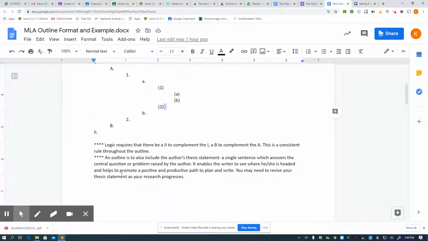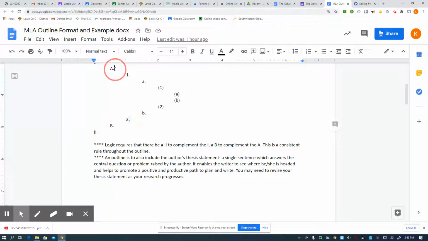So there are a few rules that go along with writing an outline. If there is a 2 to complete the 1 and a B to complement the A, this is a consistent rule throughout the outline. What that means is if you have an A, then you must also have a B. If you have a 1, you must also have a 2. Now, you can have a 3, 4, 5, 6, 7, 8, 9, 10, as many as you want.